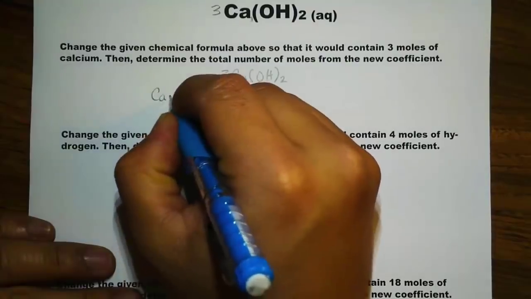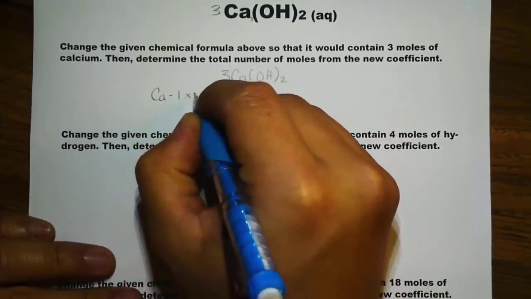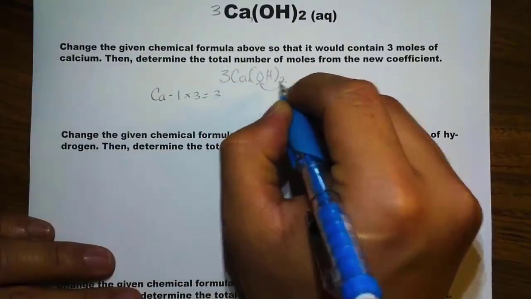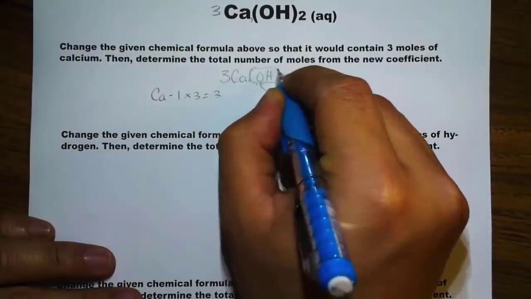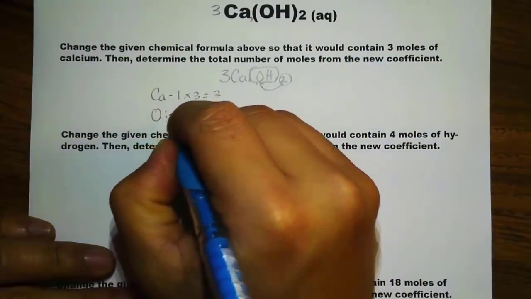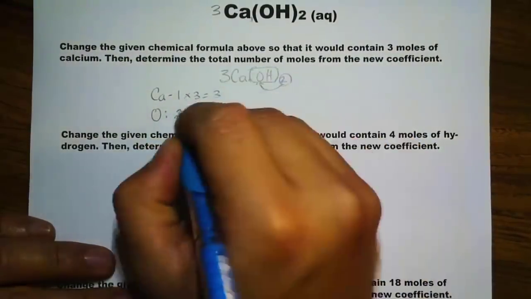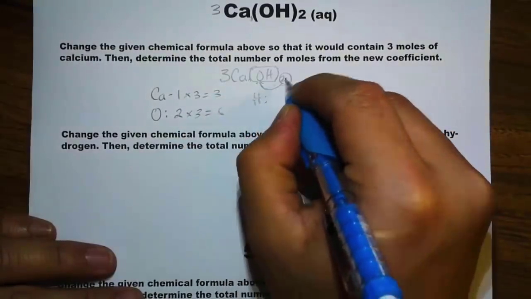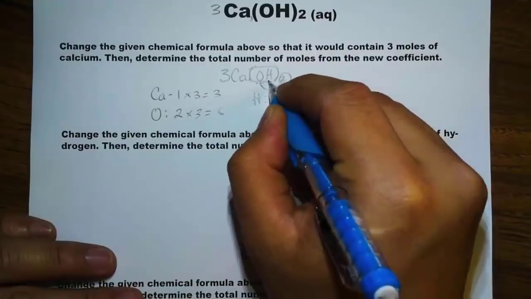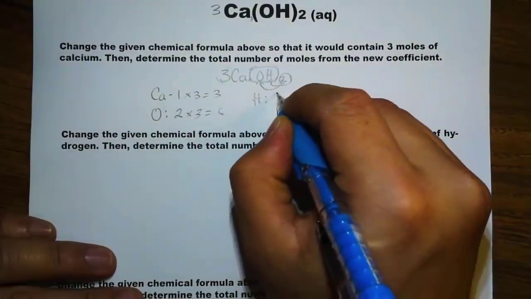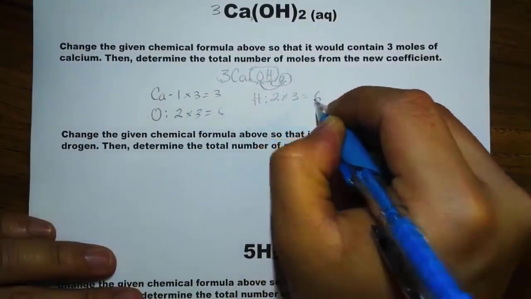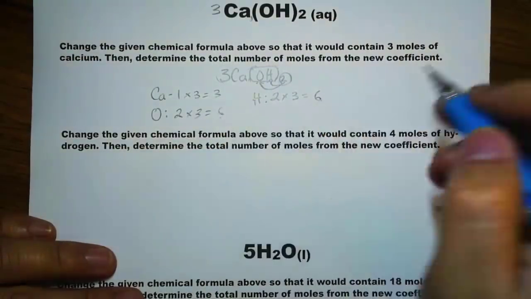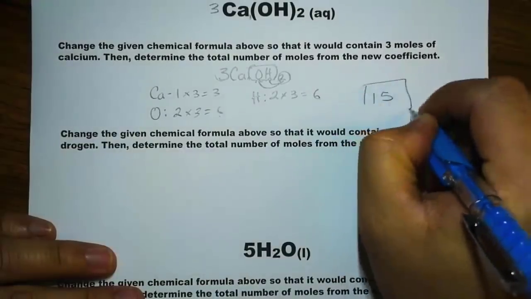Now how is that going to change our total number of moles? Of course, for calcium, we have 1, but there are 3 of the substance, so that gives us 3. And for oxygen, see how we have that 2 right there, that tells you there are 2 of this. So for oxygen, it will have 2, but 3 of 2 gives us 6. And for the hydrogen, same thing, we have 2 of the hydrogen because of that subscript, but we have 3 of it. So 2 times 3 gives us 6. And what is the total number of moles? 3, 6, that's 9, plus 6 again, that is a total of 15 moles.